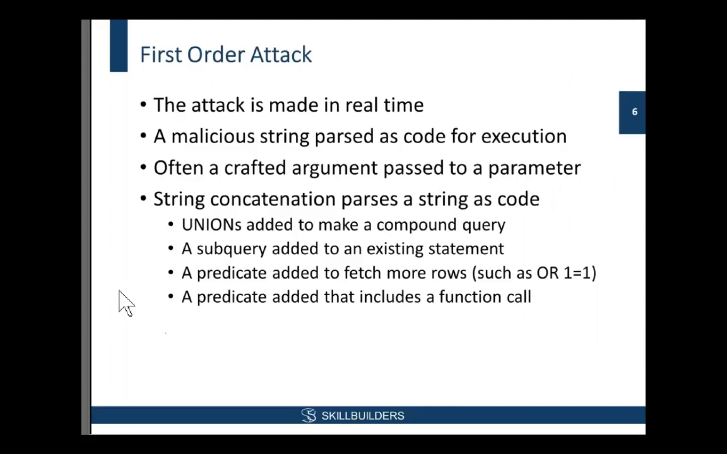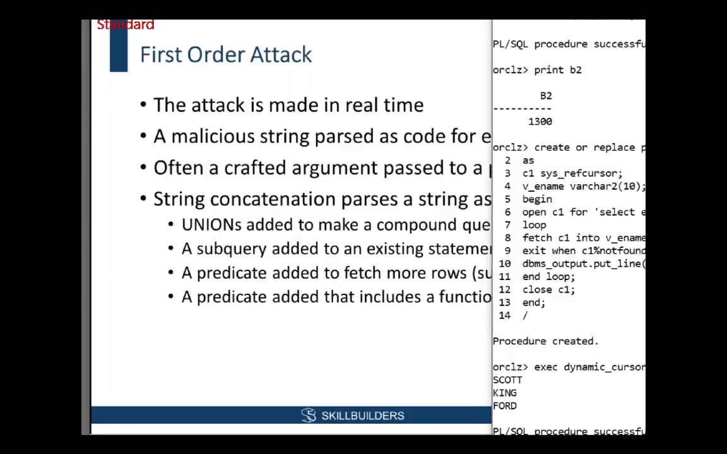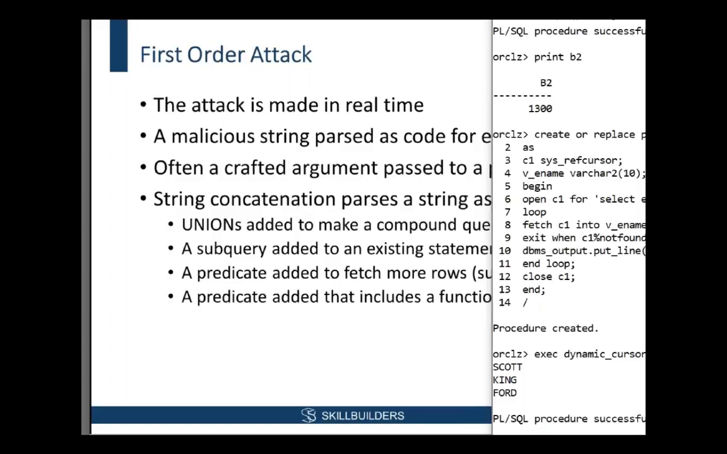First order attack. Okay, simple definition. The attack is made in real time. Someone's looking at your system, your internet-facing application, thinking, how can I get into it? Typically, a malicious string passes code, often a parameter. What can it do? I'm just going to do it. I'll do a demonstration, and then we'll come back and work out why it works.